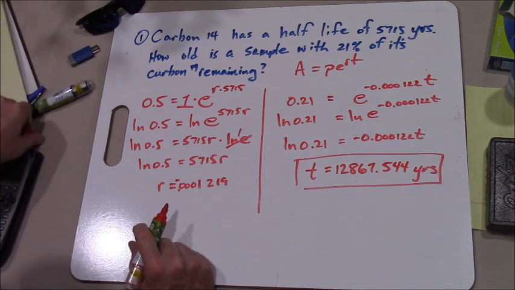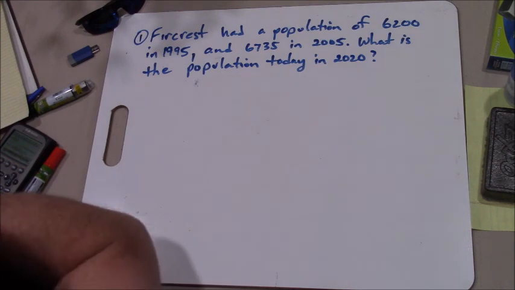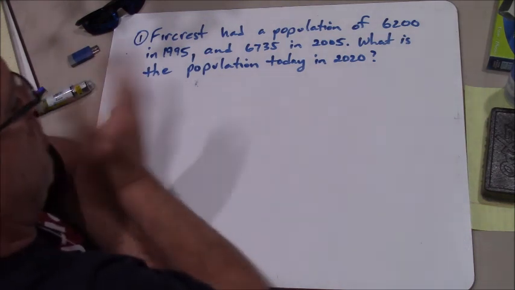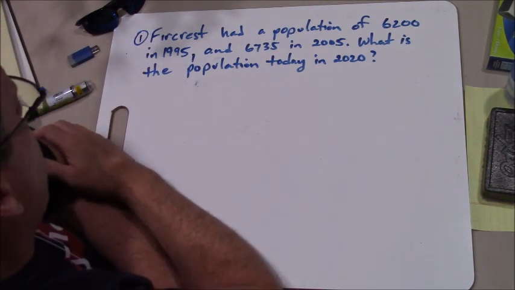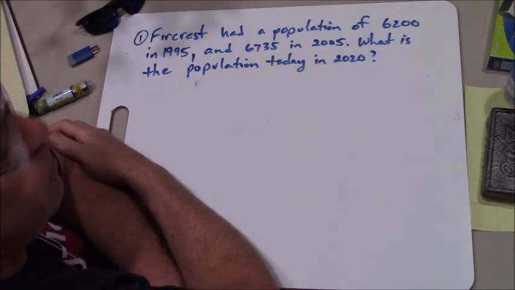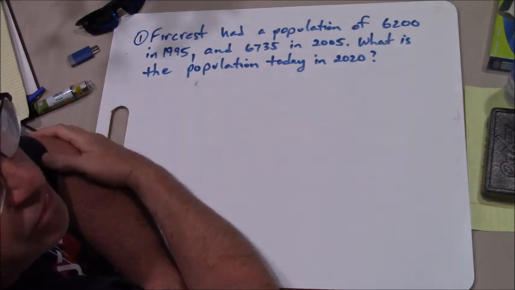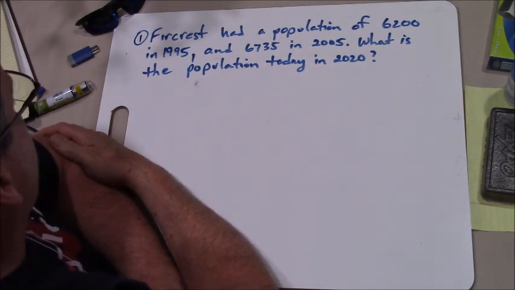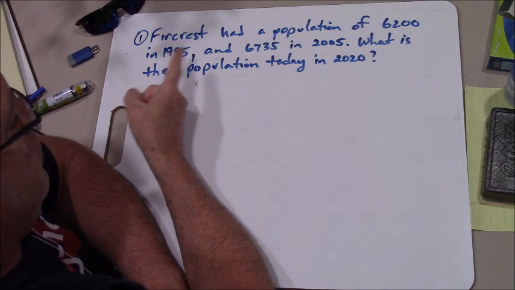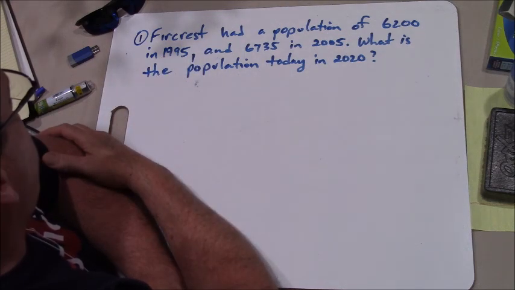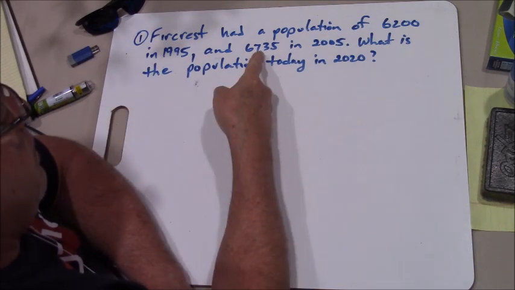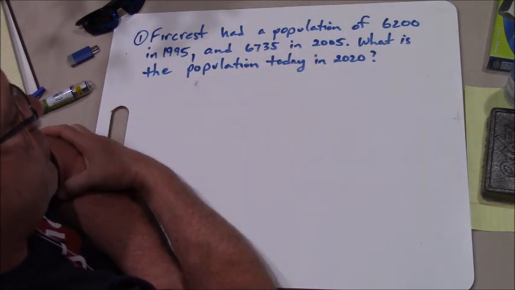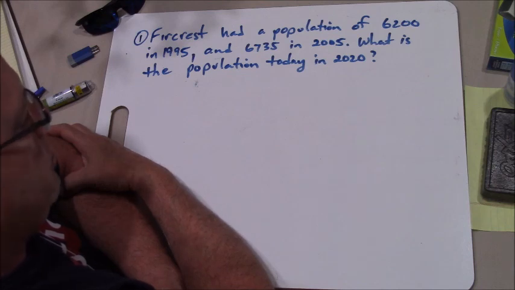Okay, let me give you guys one to try. All right, so here's a similar problem for you guys to try. As opposed to something decaying in the ground, we now have a population which is growing, which is also a continuous thing. So we're still using the PERT formula. And it says here that Fircrest had a population of 6,200 people in 1995 and 6,735 in the year 2005. What is the population today in the year 2020?